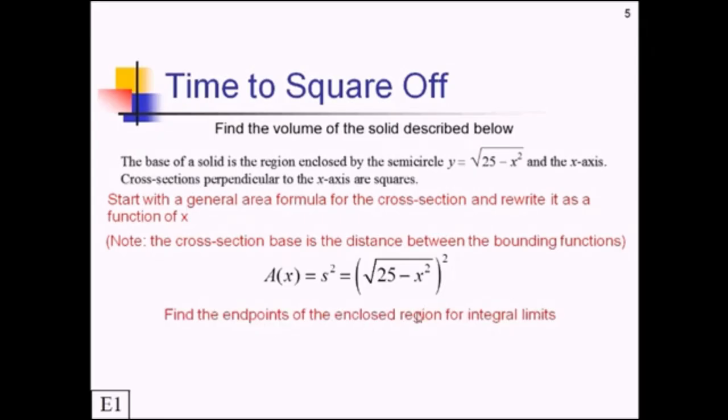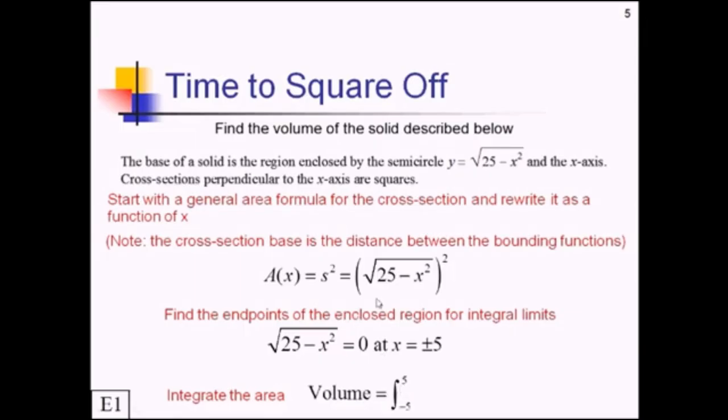To find the endpoints of our enclosed region, it's enclosed by this function and the x-axis. So I'm just going to set this function equal to 0. This takes on a value of 0 at, well, 5 or negative 5, so plus or minus 5. And you could solve it more algebraically if you wanted. Now we just have to integrate this area function over this interval. So I'm going to write volume equals the integral from negative 5 to 5 of, well, there's no point in rewriting all this, I'll just write A(x) dx. Now it's up to the calculator.